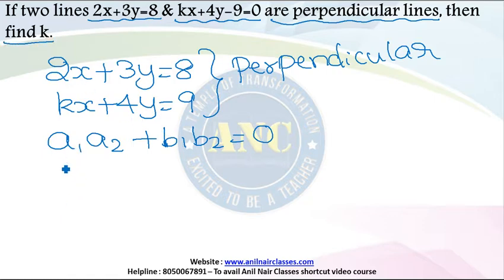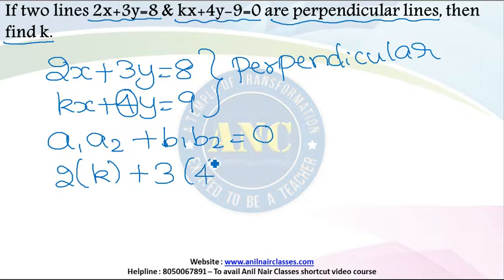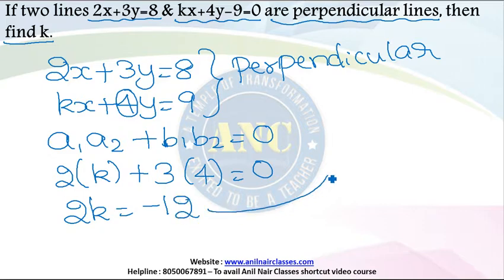Now see here, a1 is nothing but 2, a2 is nothing but k, b1 is nothing but 3, b2 is nothing but 4, is equal to 0. Can I say that 2k plus 12 is equal to 0? 2k is minus 12. From this I can find the value of k as minus 12 by 2, which is minus 6.